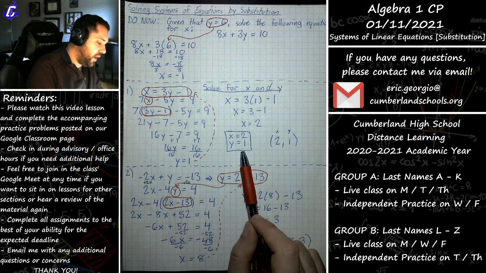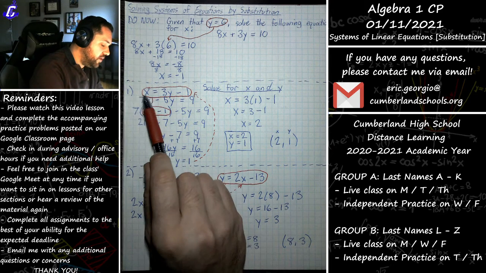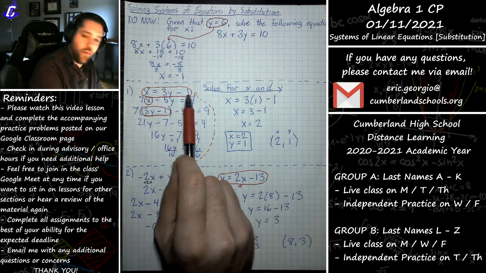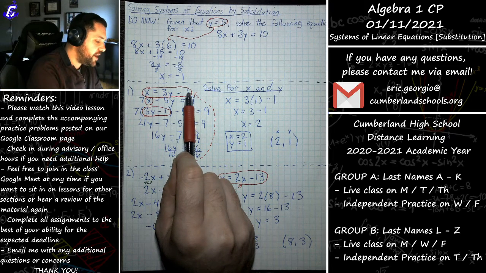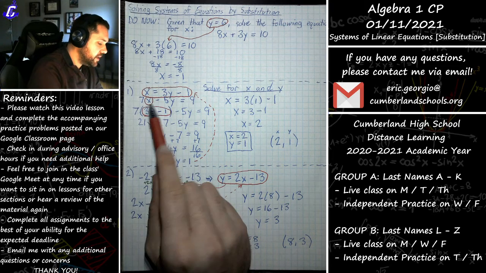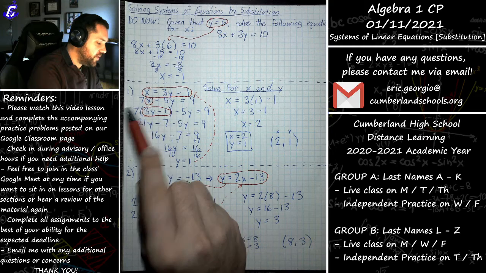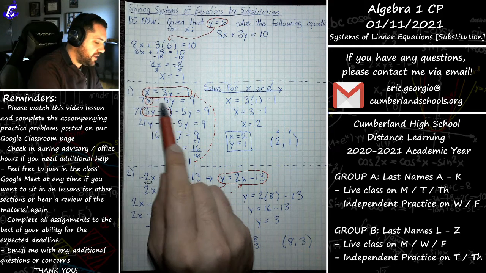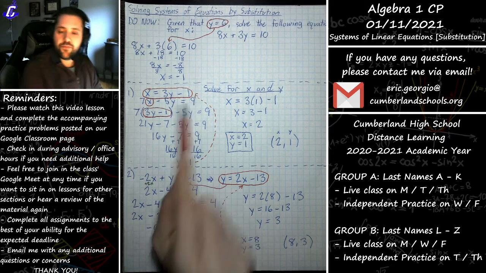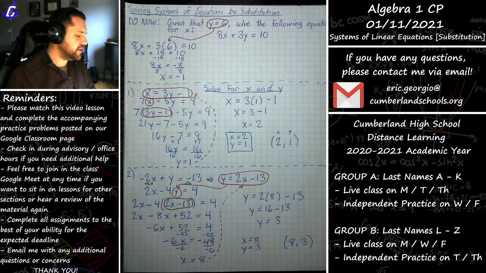If x is 2 and y is 1, is it true that 2 is equal to 3 times 1 minus 1? I think so. 3 times 1 is 3, minus 1 is 2, so that works. If x is 2 and y is 1, is it true that 7 times 2 minus 5 times 1 is equal to 9? I think that's true as well. 7 times 2 is 14, minus 5 is equal to 9. So that's a quick way that you could take an extra 30 seconds, go back, substitute, and check your work.